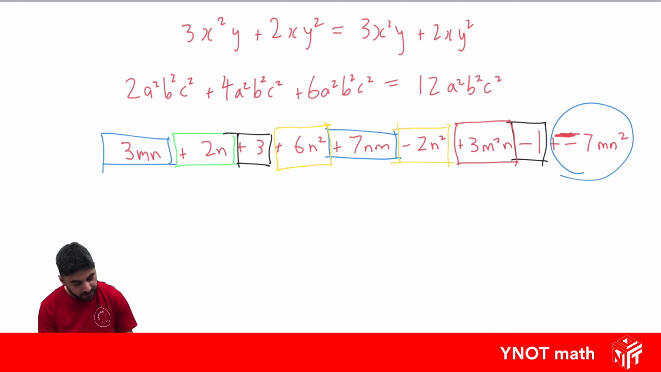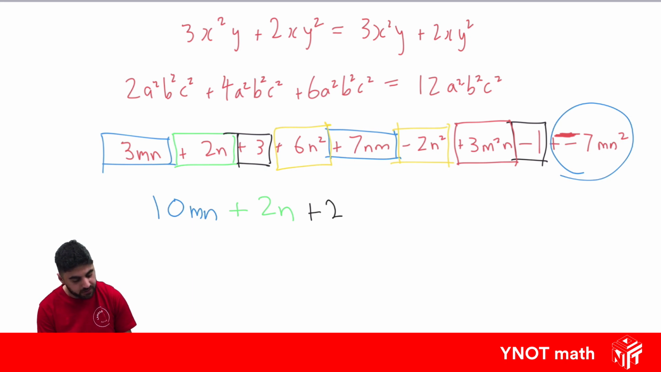Might do them with the color that we've got. So let's add our blue ones together. So 3mn and 7nm is going to be 10mn, because we like writing them in alphabetical order. Alright, we can add our green one in next, because it's not a like term with any of them, as we can see from the colors. Plus 3 minus 1, well, that's just plus 2. So that writes in next.